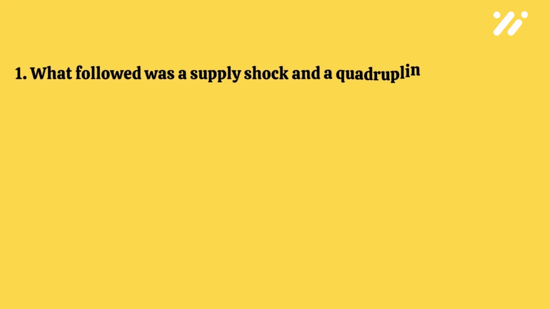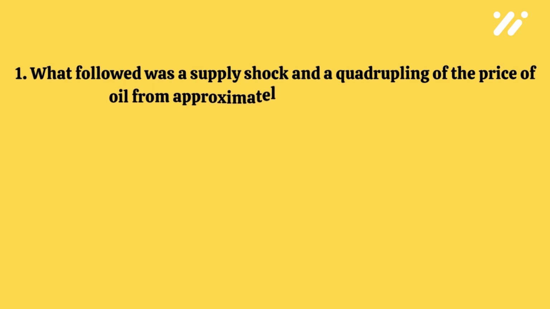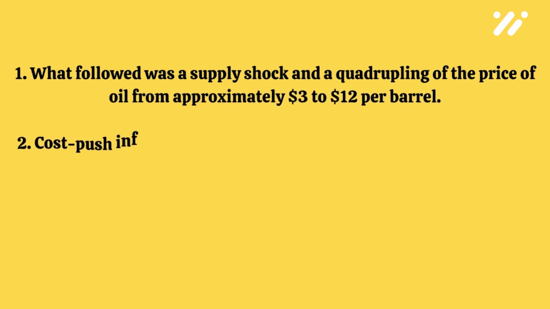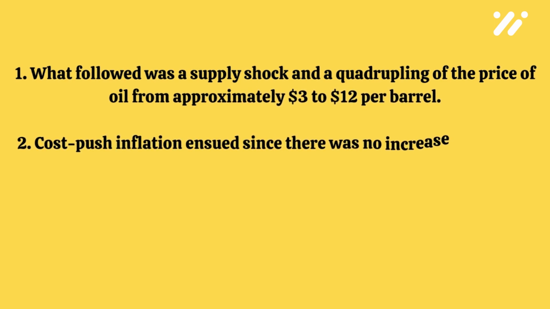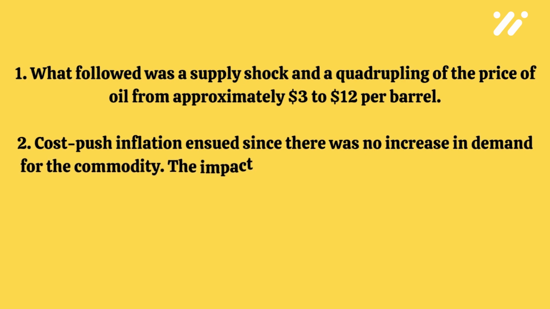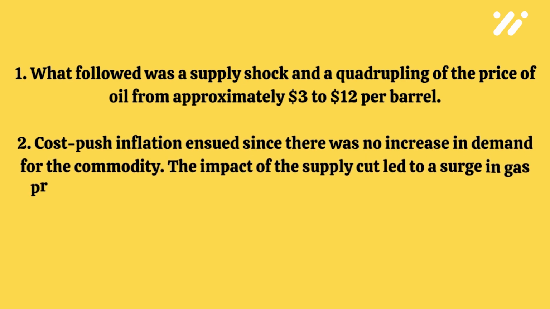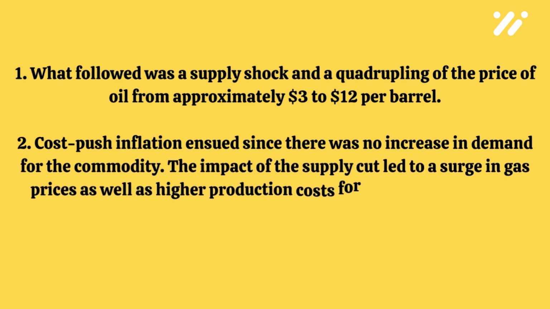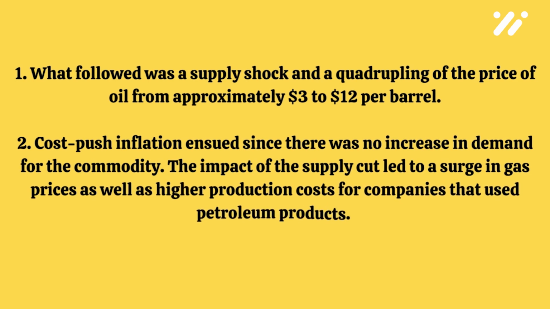What followed was a supply shock and a quadrupling of the price of oil from approximately $3 to $12 per barrel. Cost-push inflation ensued since there was no increase in demand for the commodity. The impact of the supply cut led to a surge in gas prices, as well as higher production costs for companies that use petroleum products.